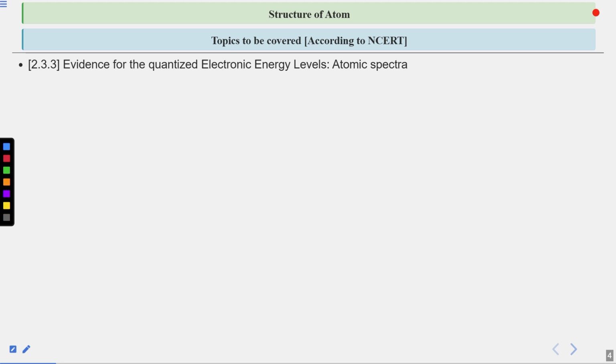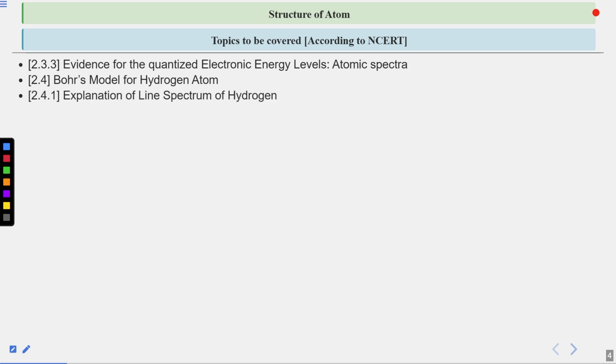Our today's subtopics would be, first of all, we will see the atomic spectra. Second, we will see what is Bohr's model for hydrogen atom. Third is explanation for the line spectrum of hydrogen according to Bohr. Then fourth is limitations of Bohr's model. So these are the topics that we are going to cover today.